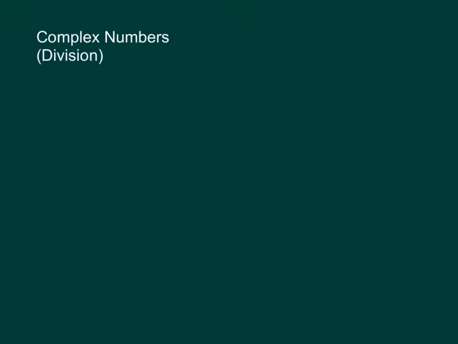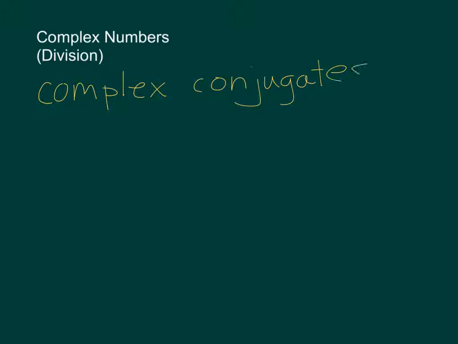In the last video, we talked about addition and subtraction of complex numbers, multiplication of complex numbers, and powers of i. We have not yet talked about division of complex numbers. Before we do that, I want to talk about what a conjugate is. A complex conjugate: if you have a plus bi, the conjugate is a minus bi.